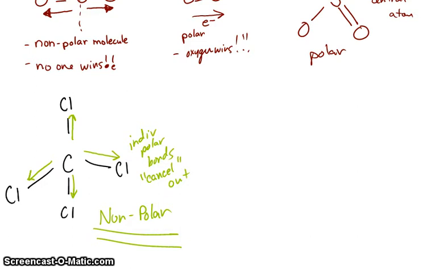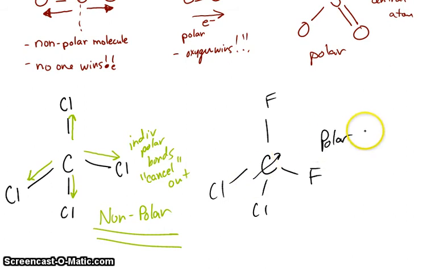Now, what happens if I took that same molecule and I put C and I put F here, Cl here, and Cl here? Will that cancel out? Well, no, because in the CF bond, F is more electronegative, so it's going to shift electrons towards F. So electrons are going to get shifted that way. So this is a polar molecule.